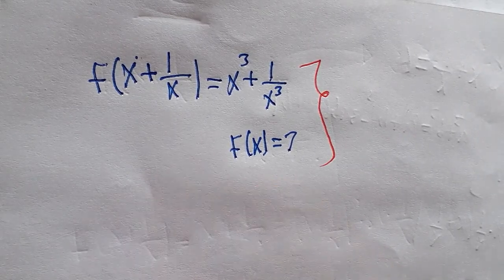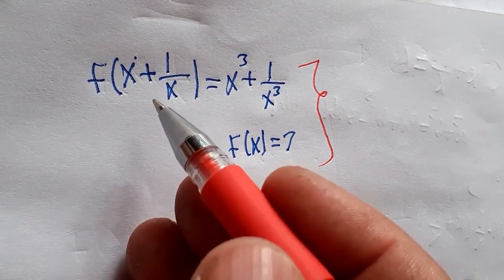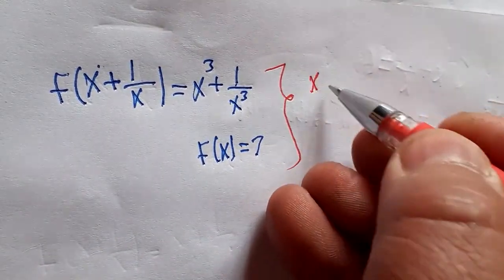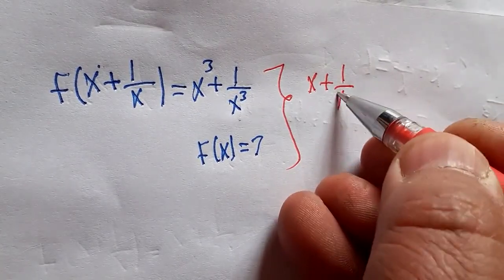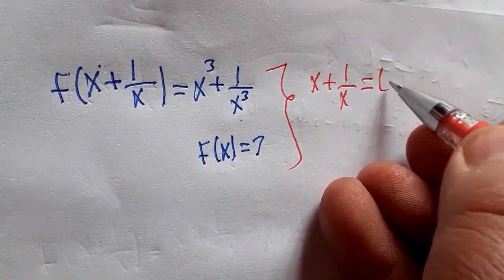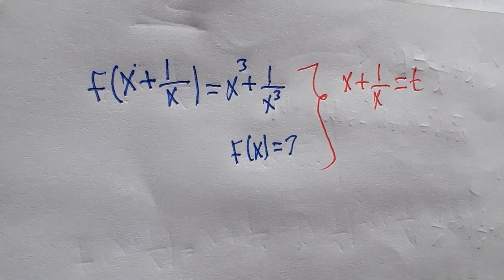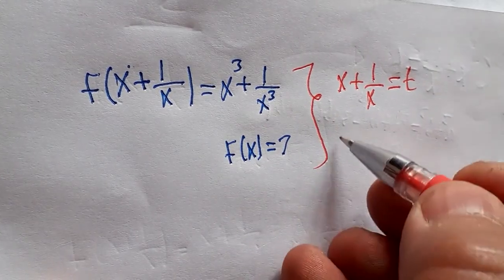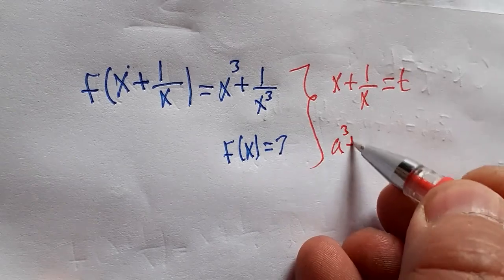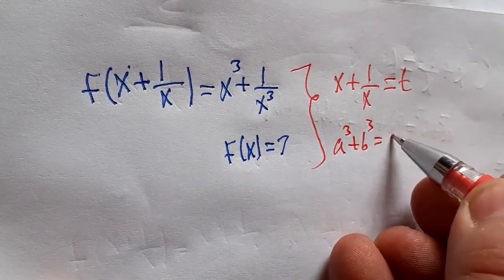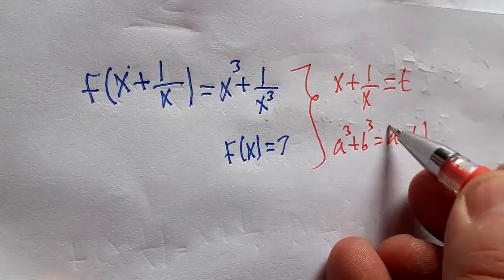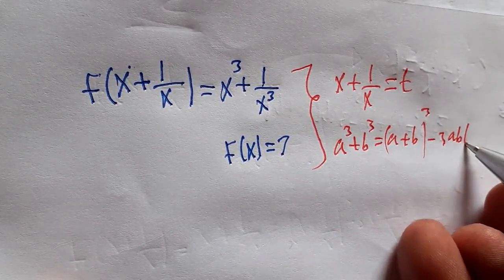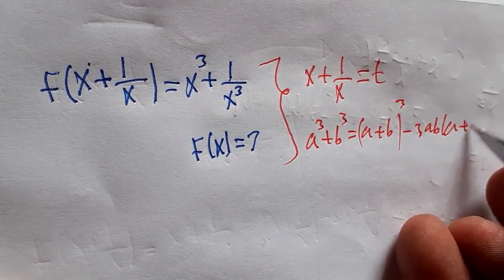In the first step, we set the input function equal to a new variable, x plus 1 over x equals t. And so this is same to this formula, a cubed plus b cubed equals a plus b cubed minus 3ab times a plus b.